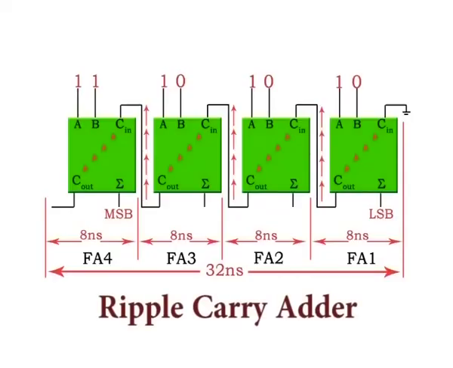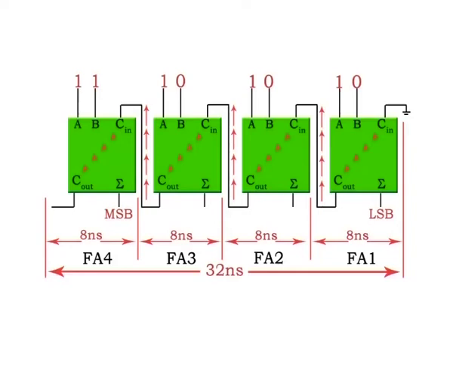A ripple carry adder is one in which the carry output of each full adder is connected to the carry input of the next higher order stage.